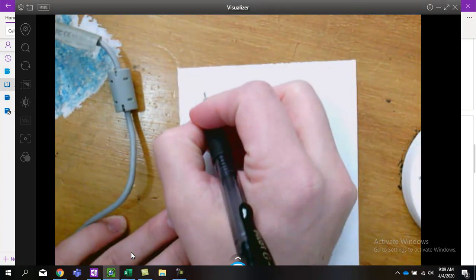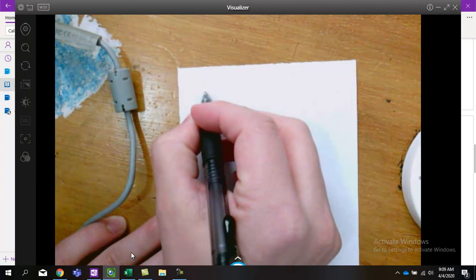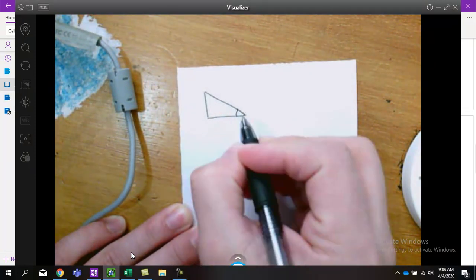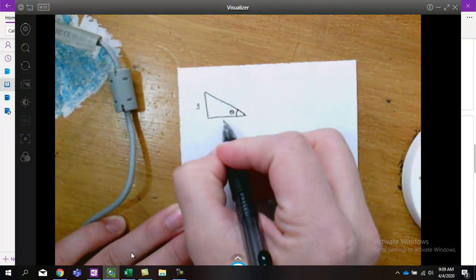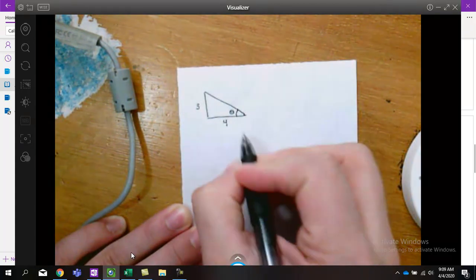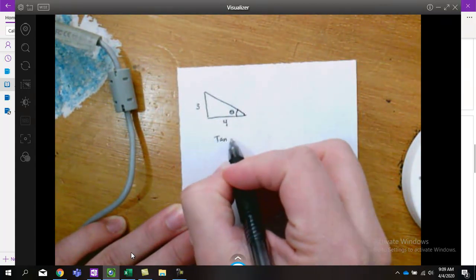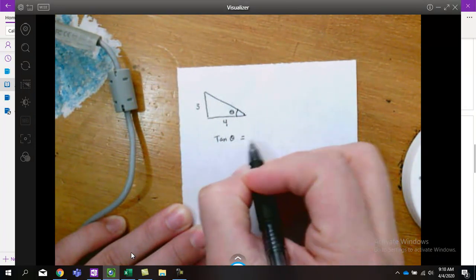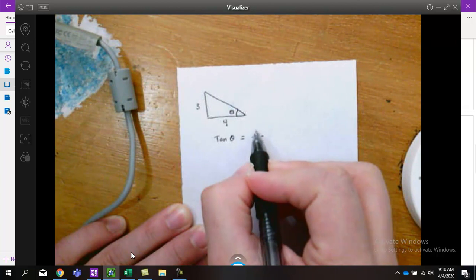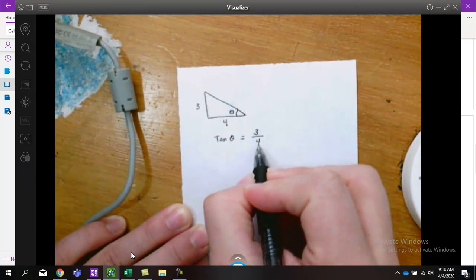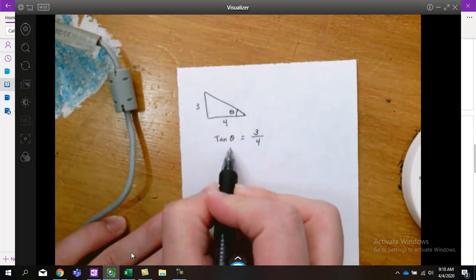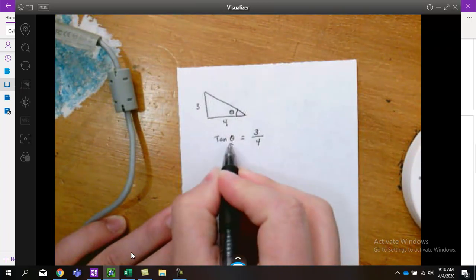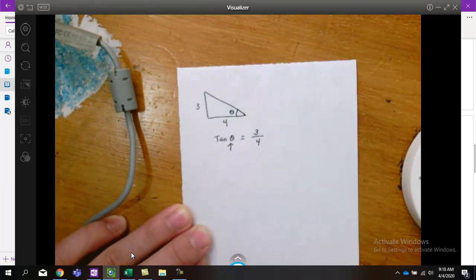And so what we have to understand is that previously, if we had a problem with an angle theta, and this side was, say, 3 and this side was 4, we can always say that the tangent of theta was equal to the opposite, which would be 3, over the adjacent, 4. But this presented a problem. While I know the tangent is 3 over 4, I don't actually know what theta is. That right there is an unknown angle. So we wanted to find a way to calculate that.